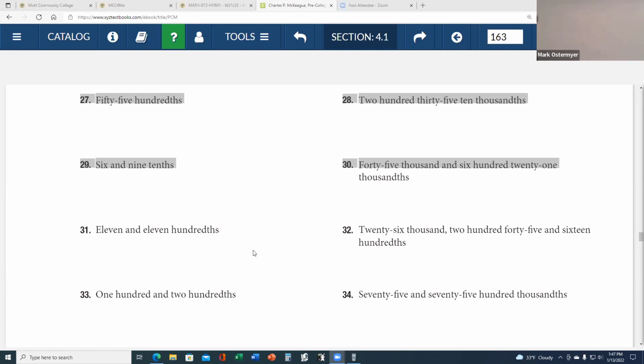We're now moving into section 3.5. It is entitled Order of Operations in Mathematics.